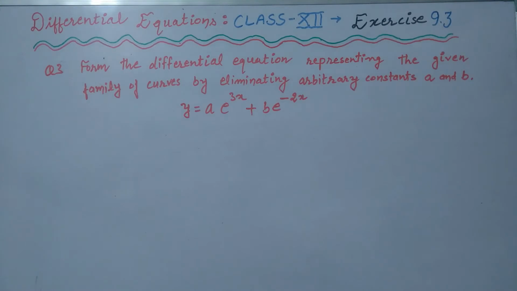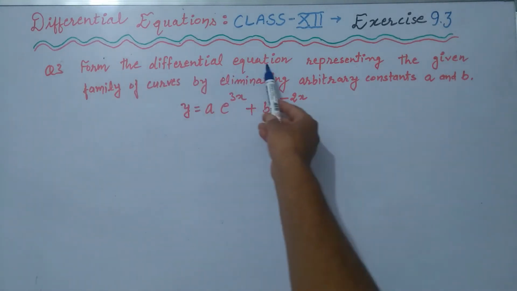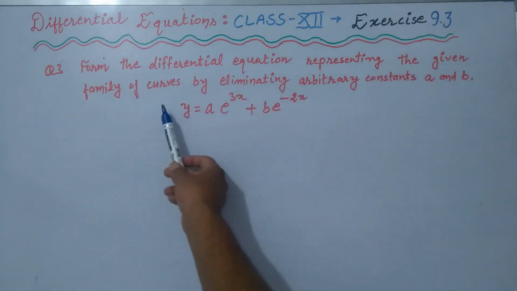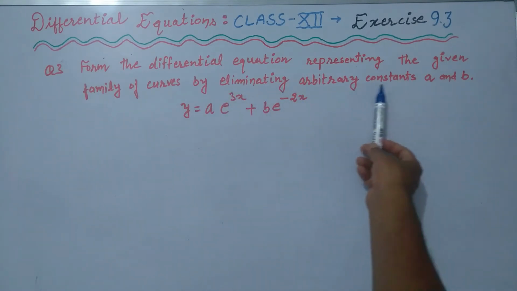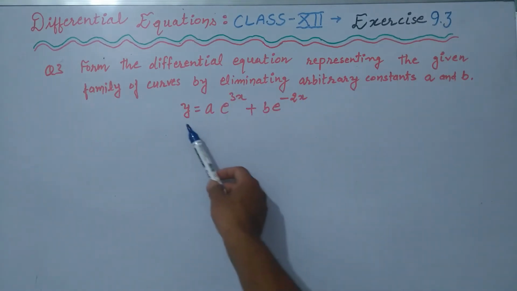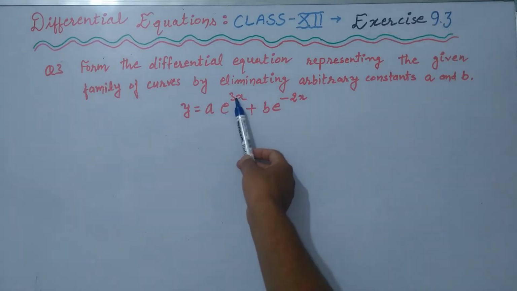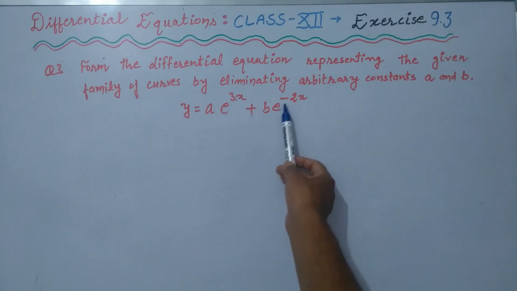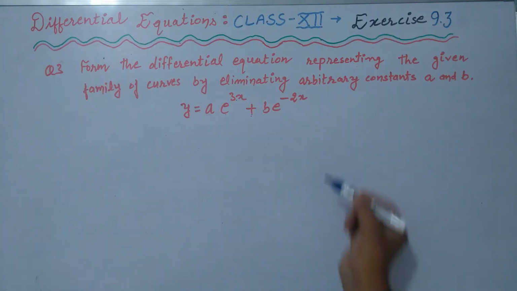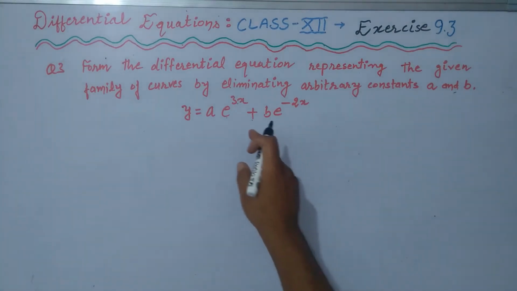Now what about question number 3? Form the differential equation representing the given family of curves by eliminating arbitrary constants a and b, where y is equal to a into e power 3x plus b into e power minus 2x. So suppose this is the equation. So how to solve this question?